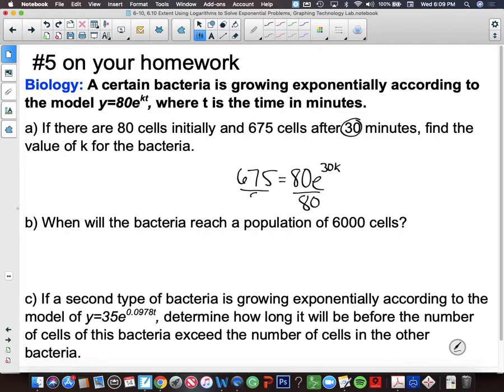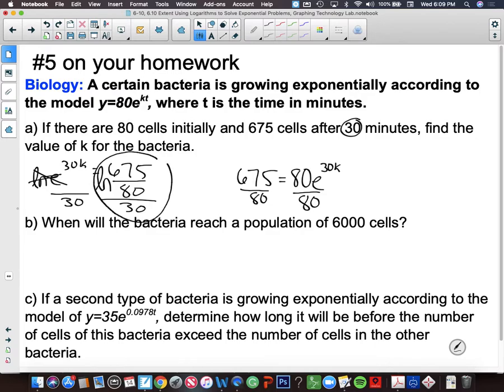All right, divide the 80. So then I have e to the 30k equals 675 over 80. Natural log both sides. The e cancels out there. And then we're going to divide both sides by that 30. So this is what you're putting in your calculator. That's going to give us our value for k. Natural log 675 divided by 80. Close off your parentheses, divide that whole thing by 30, and we get 0.0711. That's the value that we need. Okay, that's our continuous rate of growth value.